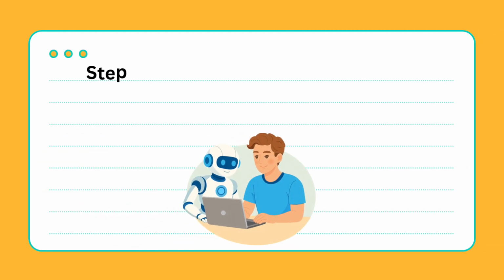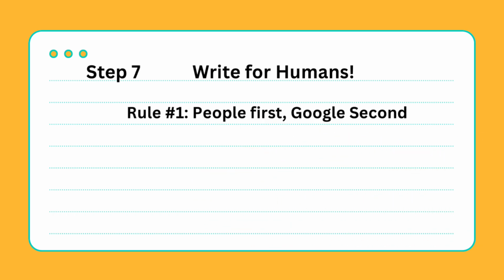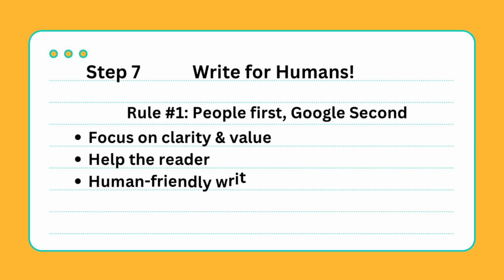Step 7. Write for humans first, then optimize for Google. One of the biggest mistakes beginners make is writing content only for Google. But remember this rule forever. Write for people first, then optimize for search engines. If users truly enjoy your content, Google will automatically reward it.